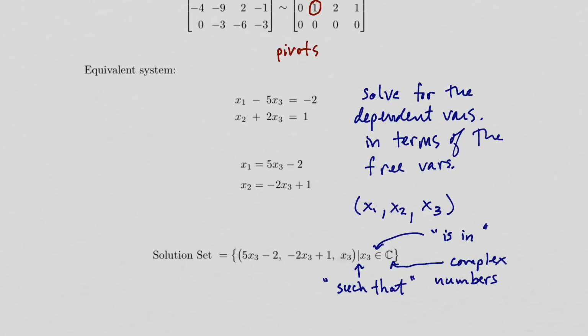So there's a lot of new symbols in this class. In the beginning they're all different looking, but eventually you'll learn what they are and we don't have to take so much time deciphering it all. So we would say this is the set of these points such that x3 is in C, which just means x3 can be any complex number. And in this class we're generally going to be working with complex numbers, not just real numbers.